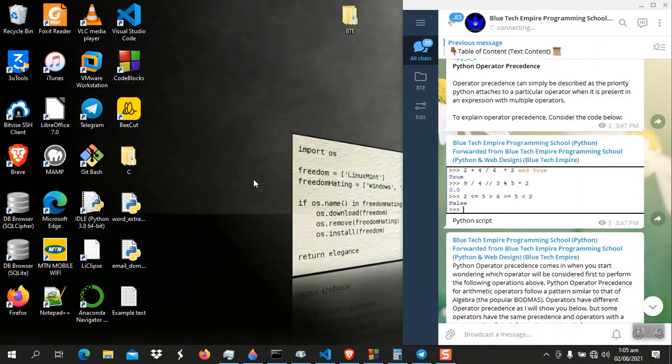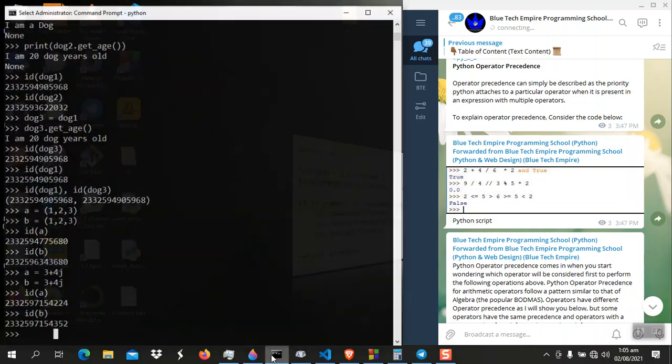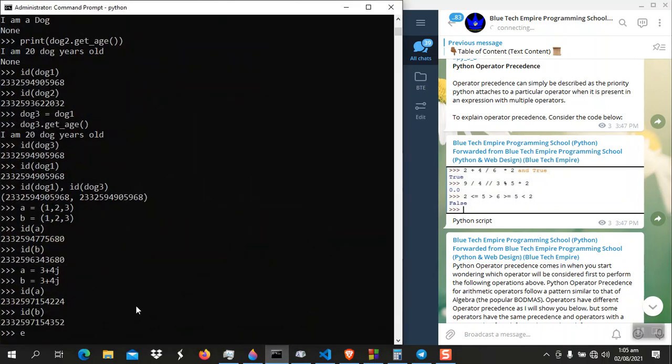Now, we're going to do a bit of reading just so we have everything intact. Operator precedence can simply be described as the priority Python attaches to a particular operator when it is present in an expression with multiple operators. To explain operator precedence, consider the code below. Now, let's pop up our interactive prompts.